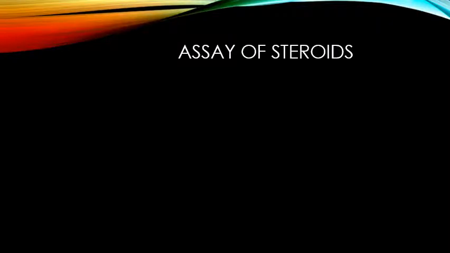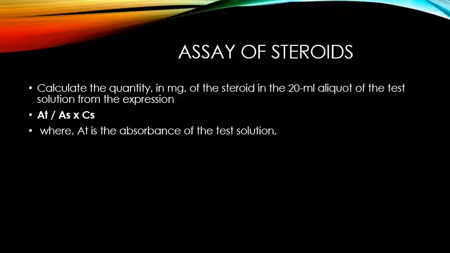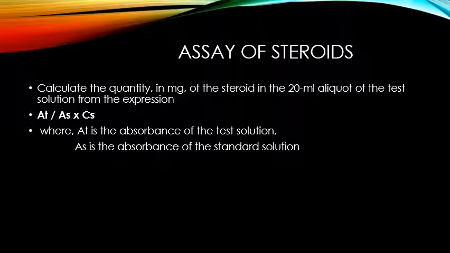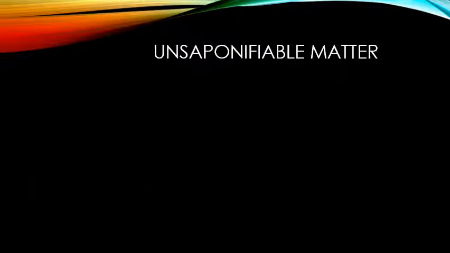Then assay of steroids. Calculate the quantity in milligram of the steroids in a 20 ml aliquot of the test solution from the expression AT divided by AS into CS, where AT is the absorbance of the test solution, AS is the absorbance of the standard solution, CS is the quantity in milligram of the reference substance in a 20 ml aliquot of the standard solution.